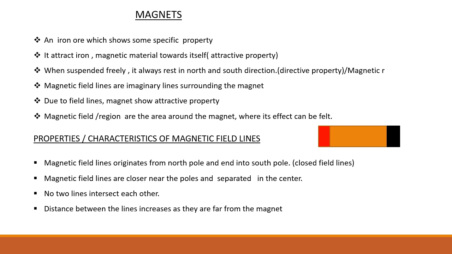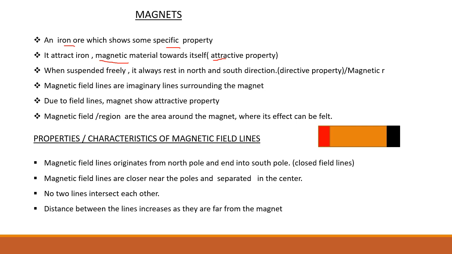So let us just revise that magnets are an iron ore which shows some specific property. And what is that specific property? That is, they attract iron. These are called magnetic material which are attracted towards a magnet. And this property of magnet is called attractive property of magnet.